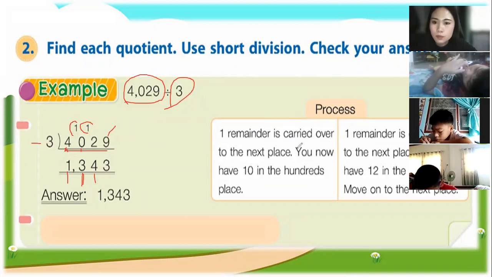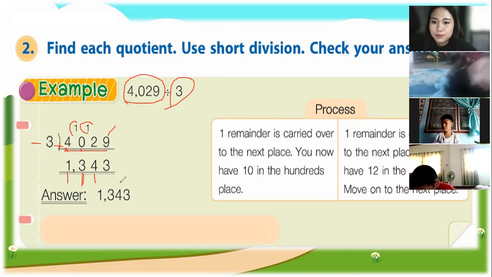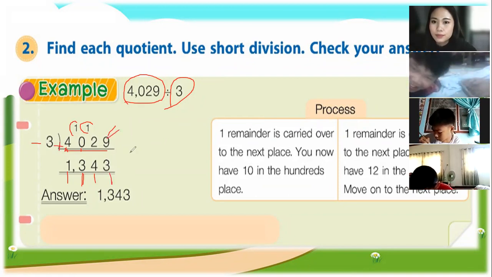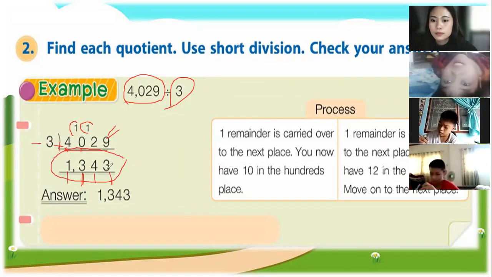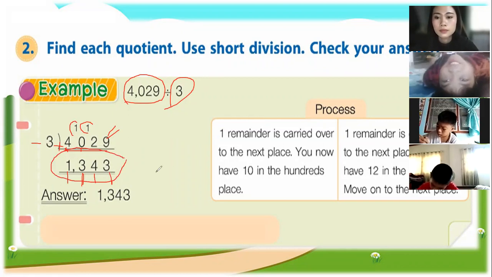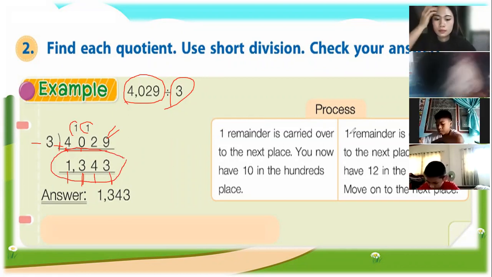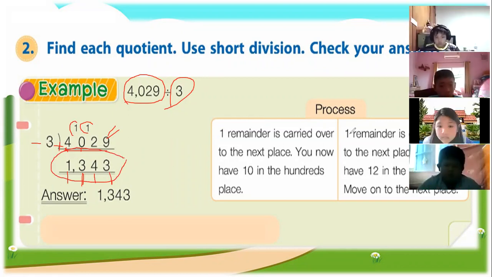3 multiplied by 3 is equal to 9. Right. So that means in the 3 table, 3 multiplied by 3 is equal to 9. So we have the quotient number 1343. Okay, you understand how we are going to use that?